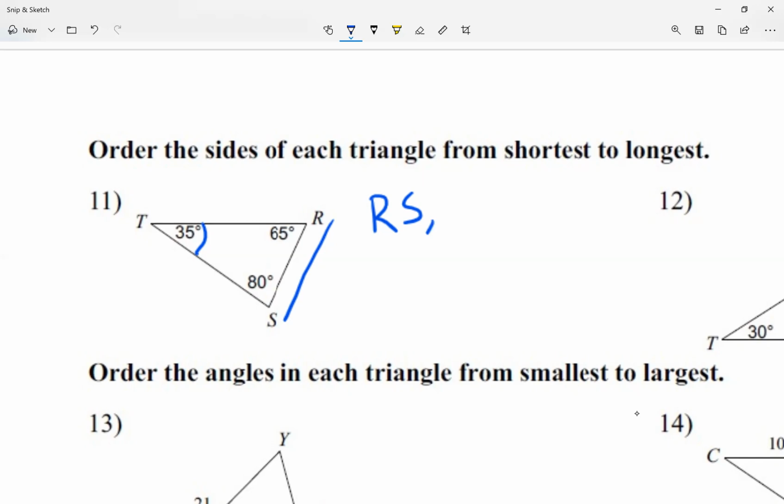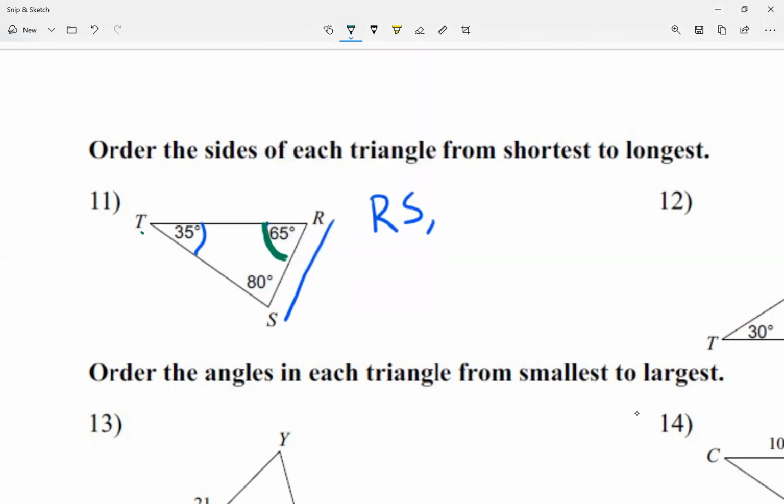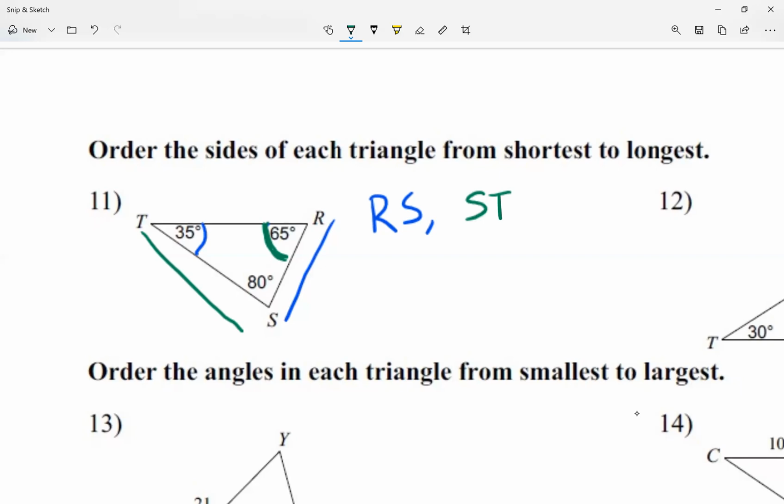The medium angle, because I'm going from shortest to longest, the medium angle is 65. And that is opposite to this side. Notice I'm using the letters T and S. So I'm going to use both letters. For sides, we always use two letters, T and S. The order does not matter, so we can call it TS, or I'm going to switch it around, ST. The order does not matter. TS, ST, however you want. Just make sure you use capital letters.